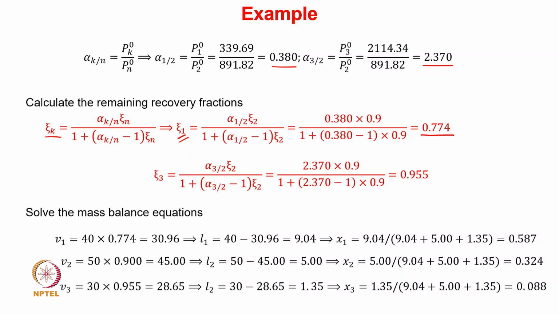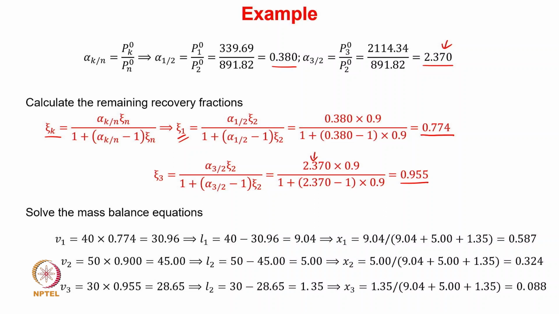So this is the split fraction of the first component, which is nothing but orthoxylene. Similarly, we can calculate the split fraction of the third component, which is nothing but benzene. That comes out to be alpha 3 by 2 into zeta 2 divided by 1 plus alpha 3 by 2 minus 1 into zeta 2. So this is nothing but 2.370, which we have already calculated, multiplied by zeta 2, which is the split fraction of the key component, 0.9, divided by 1 plus 2.370 minus 1 into 0.9. So that comes out to be 0.955.